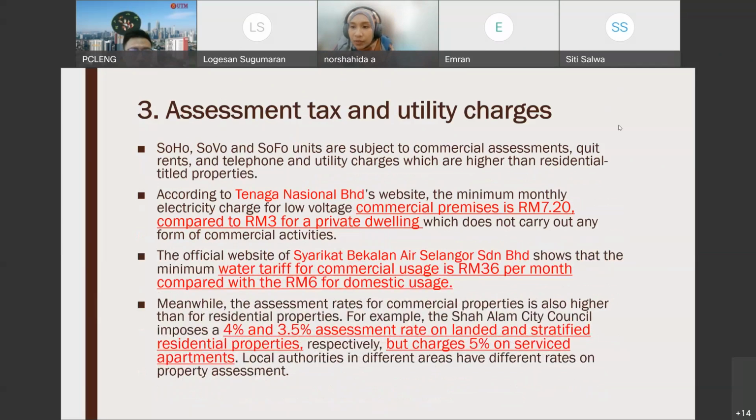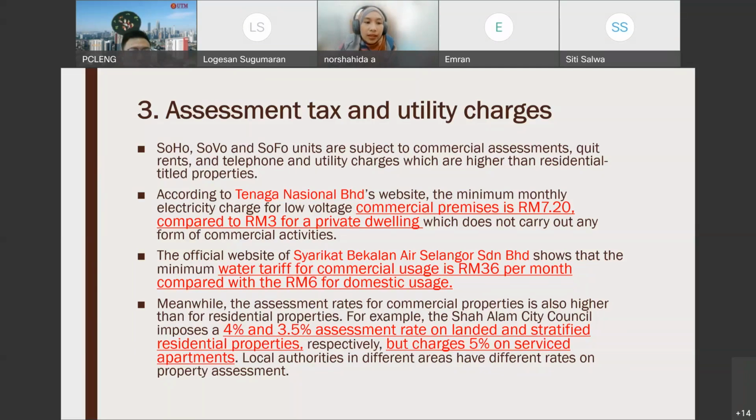Okay, in terms of assessment tax and utility charges, SOHO and SOFO units are subject to commercial assessment, quit rent and telephone and electricity charges which are higher than residential. So according to the TNB website, ini yang dulu, okay, the minimum monthly electrical charge for a low voltage commercial premise adalah RM7.20 compared to RM3 for a private dwelling which does not carry out any form of commercial activities. So nampak dia lebih daripada dua kali ganda charges dia. Okay, so maksudnya you nak letak deposit untuk you nak onkan you punya electricity pun tinggi, monthly and everything pun akan jadi lebih tinggi. So that's why dia more in terms of for investment lah for this kind of housing typologies.